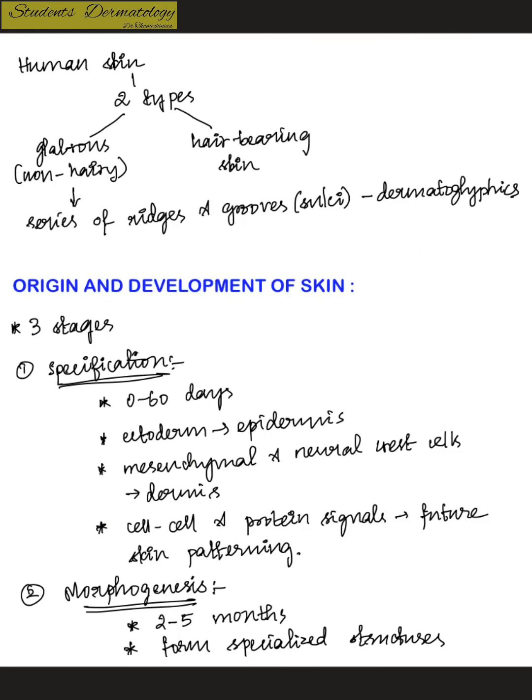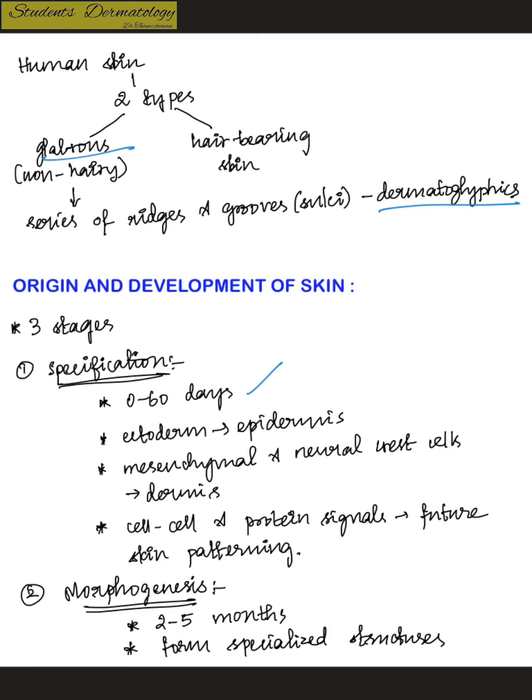Human skin can be divided into two types: hairy and non-hairy skin. Non-hairy skin is otherwise called glabrous skin, and it consists of a series of ridges and grooves, which is called dermatoglyphics. Now the origin and development of skin. You can divide it into three stages: specification, morphogenesis, and differentiation. The specification lasts up to 2 months. The ectoderm gives rise to the epidermis, and the mesenchyme gives rise to the dermis.